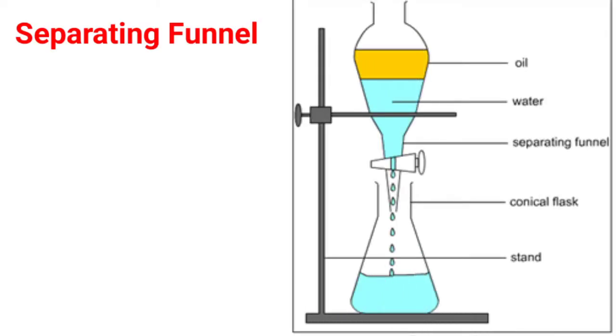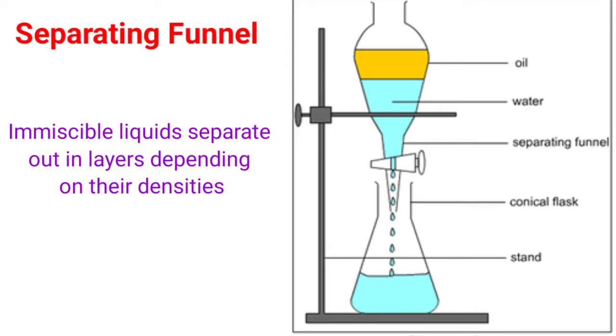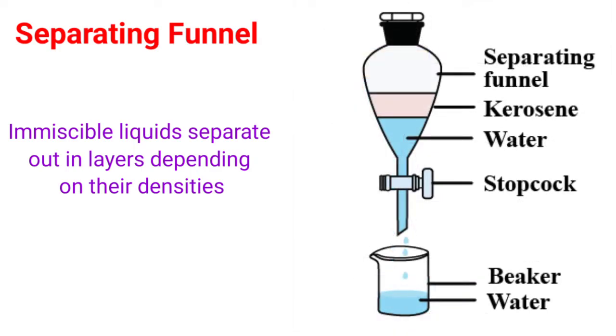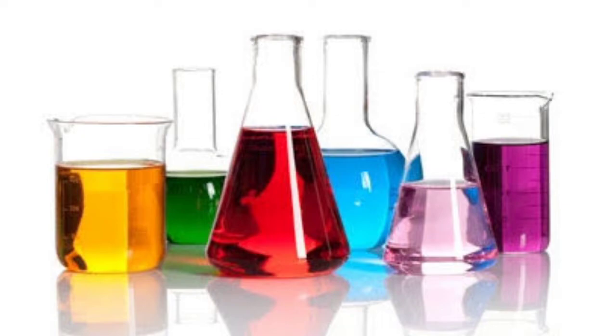Separating funnel. Immiscible liquids separate out in layers depending on their densities by this method. To separate two immiscible liquids, we use a separating funnel. For example, suppose you have to separate kerosene oil from water, then use a separating funnel. Pour the mixture of kerosene oil and water in the separating funnel. Let it stand undisturbed for some time so that separate layers of oil and water are formed. Open the stopcock of the separating funnel and pour out the lower layer of water carefully. In this way, we can separate immiscible liquids. So for immiscible liquids, we use a separating funnel.